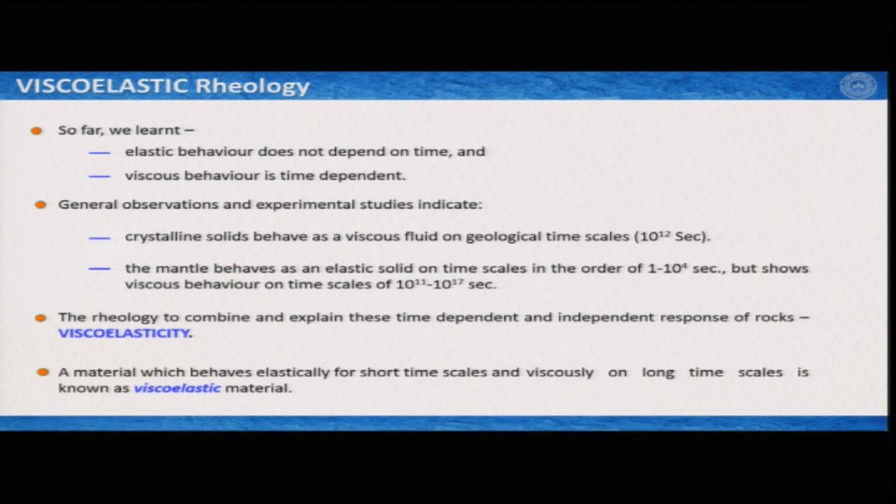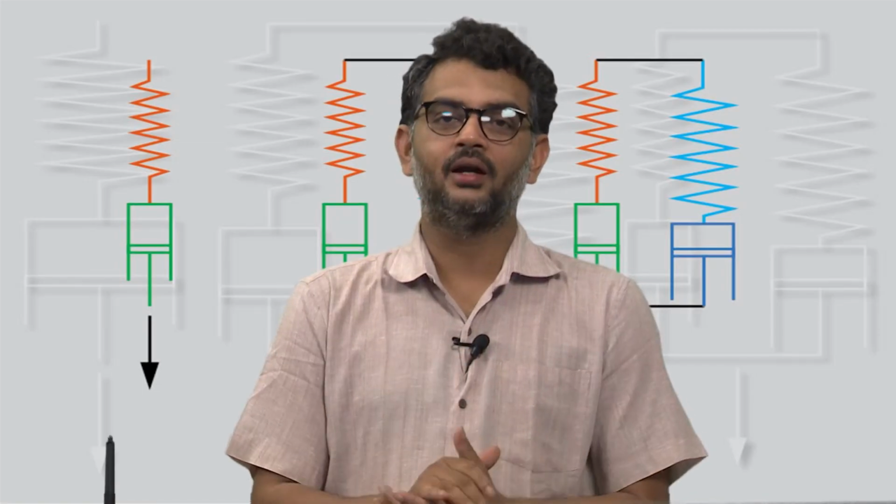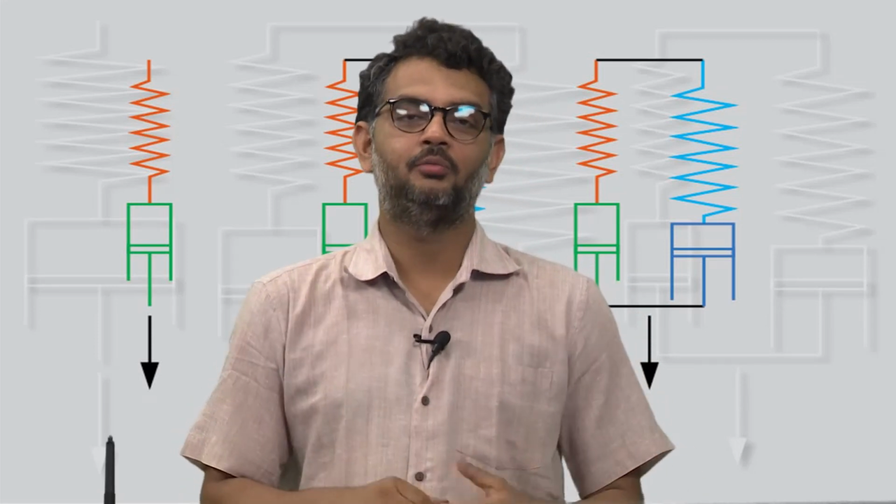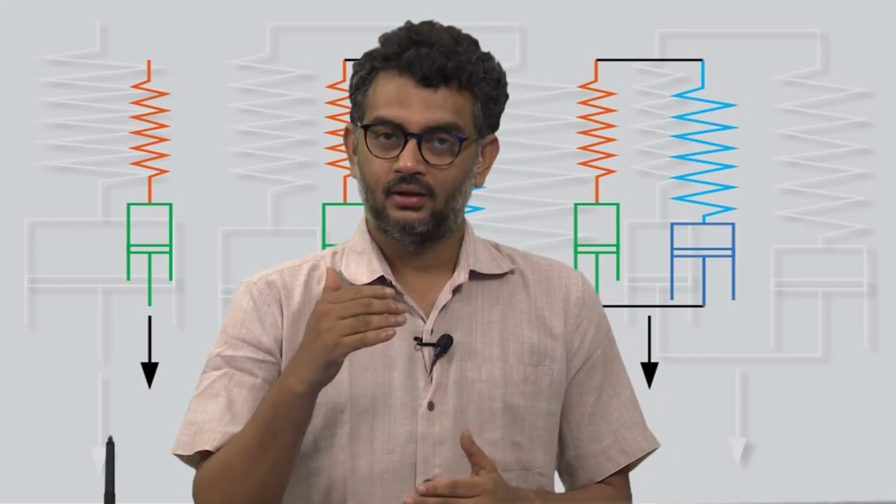But the mantle behaves as an elastic solid on time scales when it is very small, 1 to 10 to the power 4 seconds. But it shows a viscous behavior on time scales when it is very high, 10 to the power 11 or 10 to the power 17 seconds. So, in general, if the deformation is short timed, then the rocks respond in an elastic manner, but if it is over a very long time, then they respond in a viscous manner.